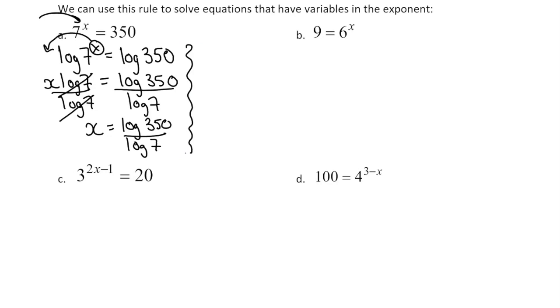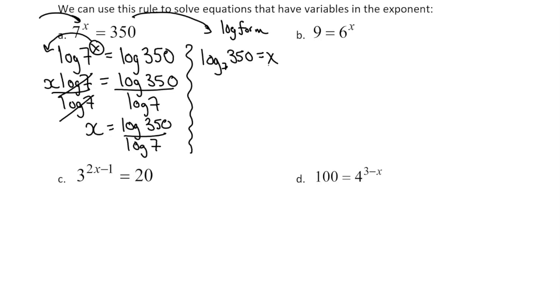7 to the power of x equals 350 is in what we would call exponential form. Could you rewrite 7 to the power of x equals 350 in log form? So if you wanted to write this in log form, you would have log, and then your base is 7, so log base 7 of 350 would equal x.